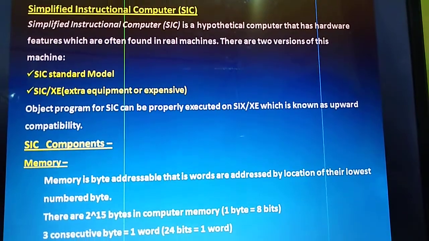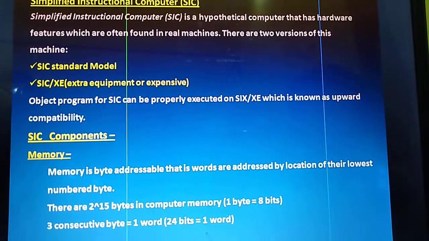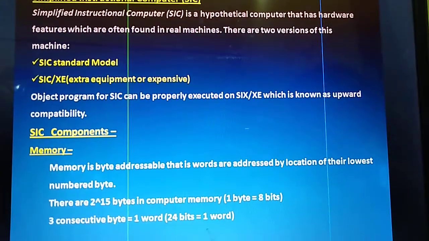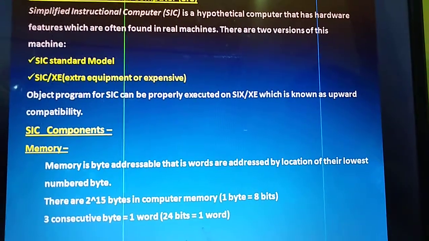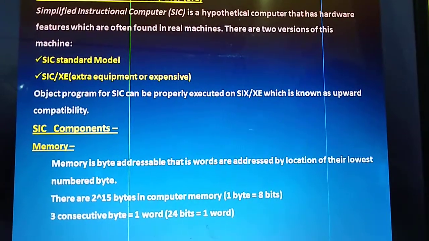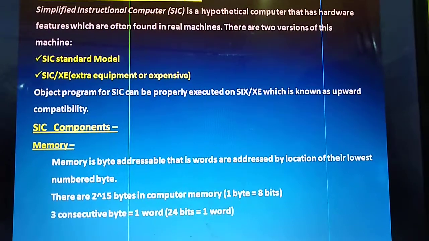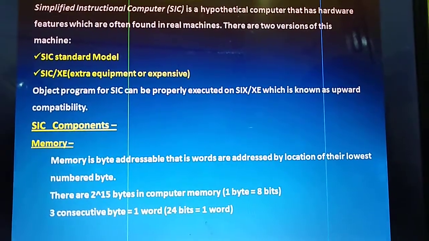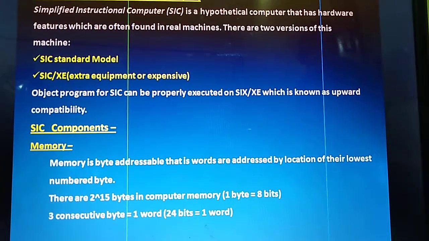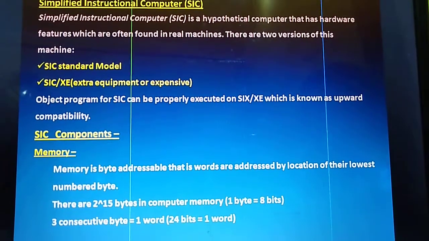Now let us discuss the different components of SIC. The first thing is the memory. Memory is byte addressable, that is, words are addressed by the location of their lowest numbered byte, and there are 2 to the power 15 bytes in computer memory. We know that 1 byte is equal to 8 bits, and we need 3 consecutive bytes: 1 word, that is 24 bits, is equal to 1 word.